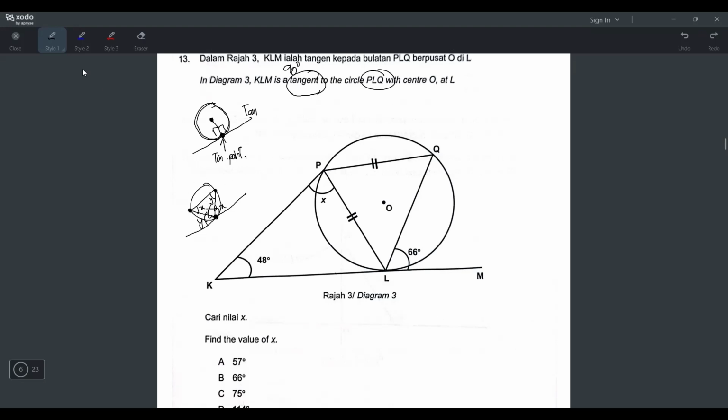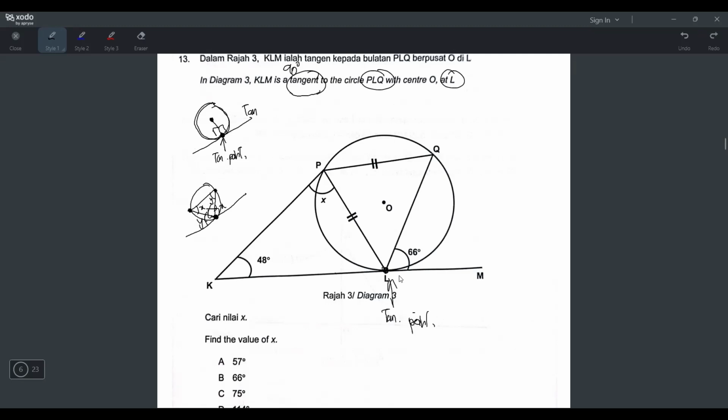And the reason I tell you this is because if you look at this diagram, you actually have it. So you can see this is the tangent point because they say KLM is tangent to circle PLQ at L. It means this is the tangent point, right? The tangent point is point L. And although they did not draw from the center to the tangent point, because if they did, I would write 90 degrees. But they didn't draw it.